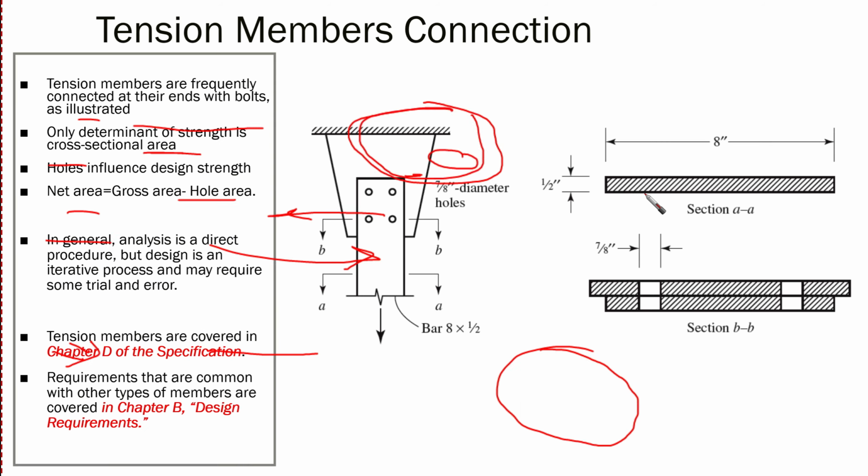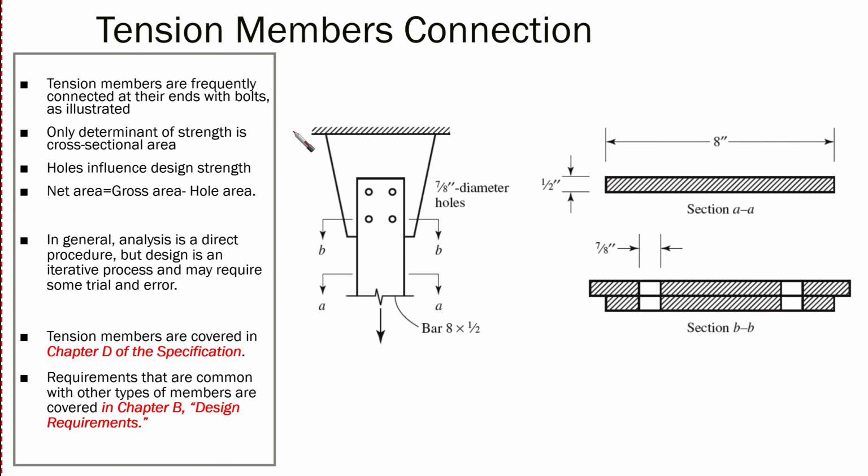Now let's go to the next, which is the connection of the tension member. Commonly we have bolted connections. Sometimes we also have welded connections. But in general, what we are concerned with is the bolted connection. If you see, this is like a gusset plate and it is connected here, and this is the tension member, and the tensile force is being applied on the member here.